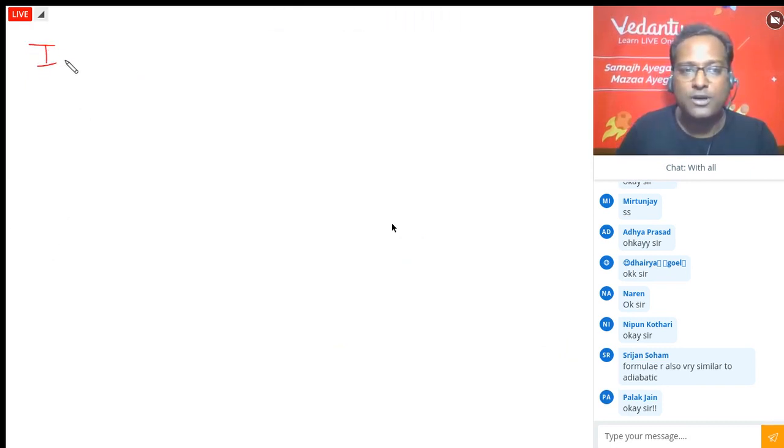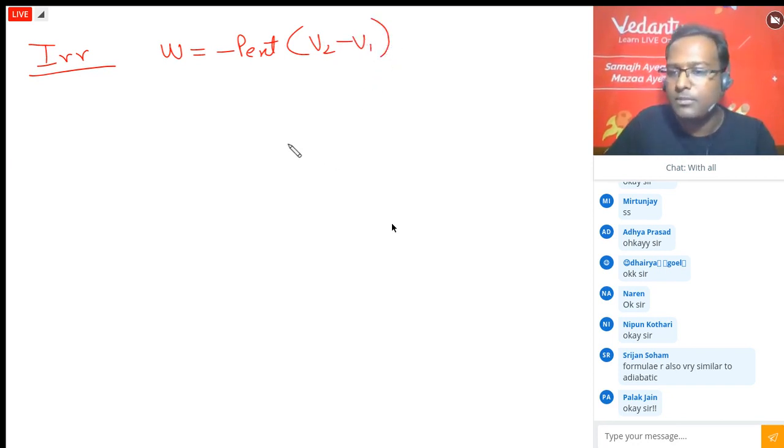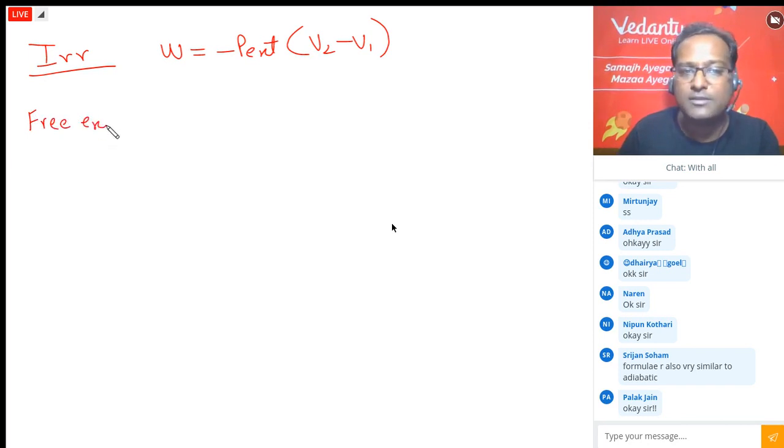How to solve for irreversible then? For irreversible processes, work done will always be equal to minus P external into V2 minus V1. Two special irreversible cases we have to study. Free expansion, adiabatic.